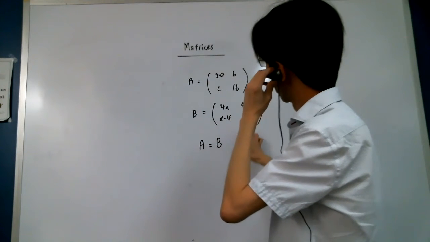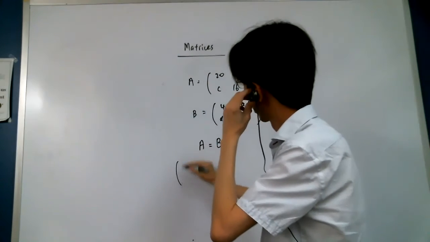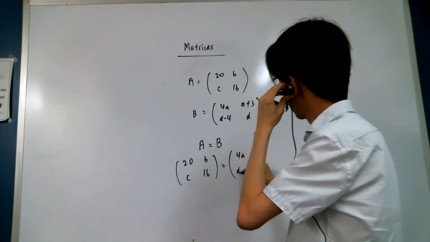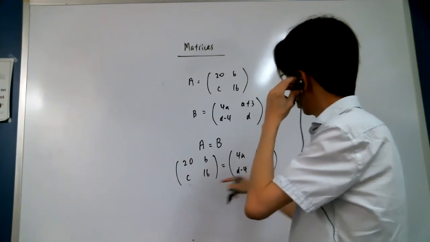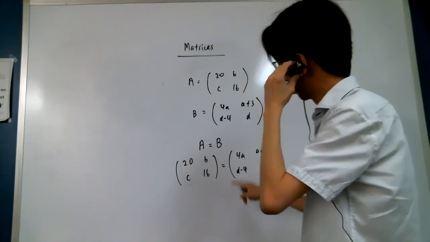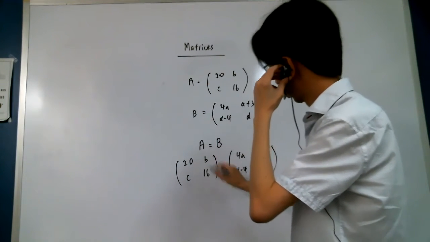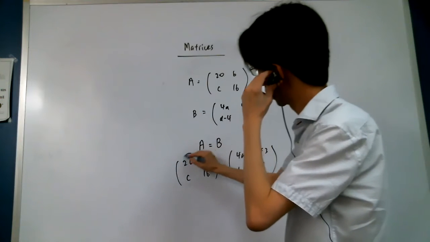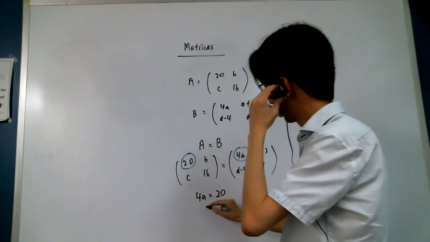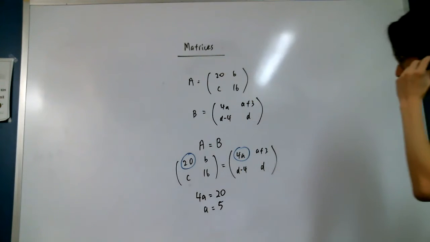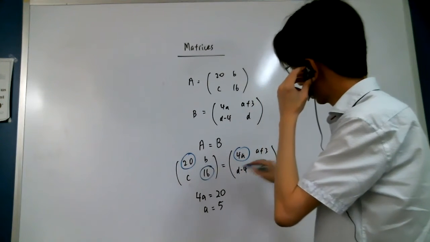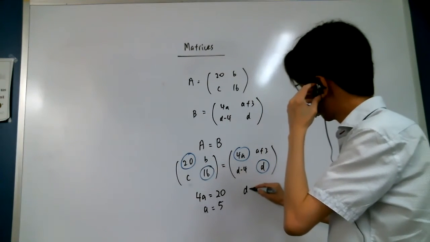So of course, you can write down what is given over here first. Okay, 20, C, B, and 16 is equals to 4A, D minus 4, A plus 3, and D. So since these two matrices are equal, means each corresponding element should be the same. So by looking at the first element here, 20 and 4A, we can solve for our A first. So that means 4A equals to 20, that means A will be 5. Okay, then another one we can solve is by comparing D and 16. We can conclude that our D is equal to 16.